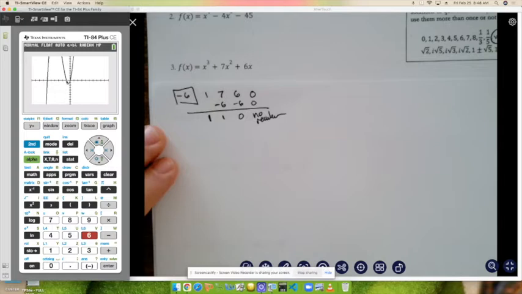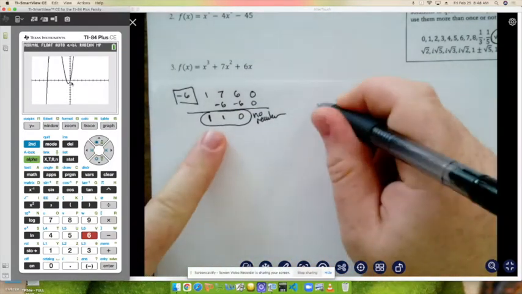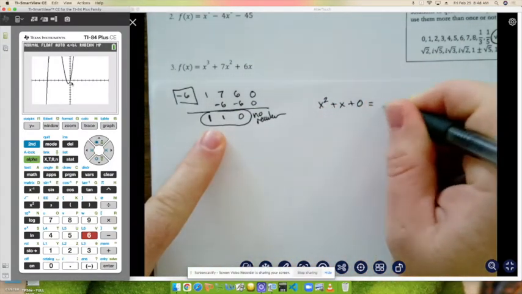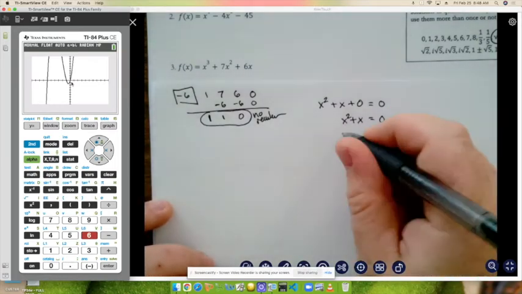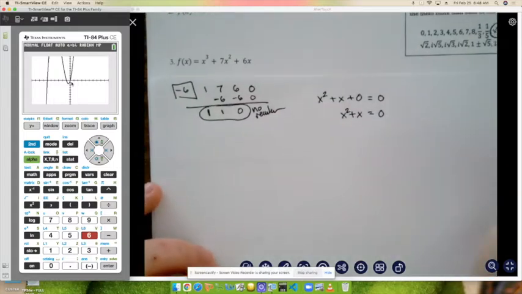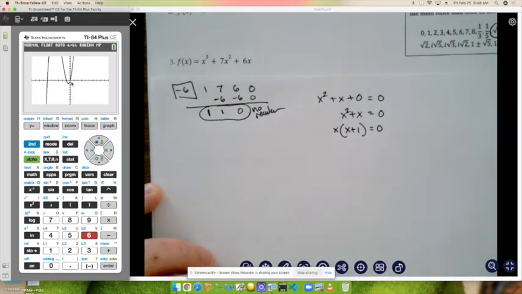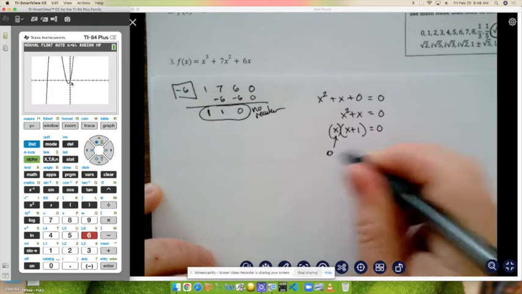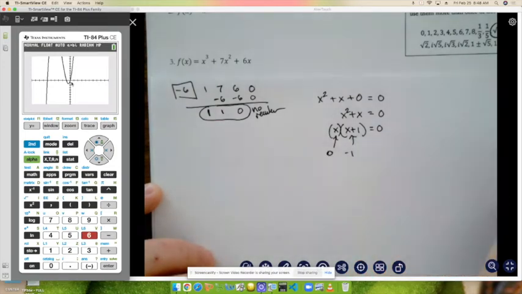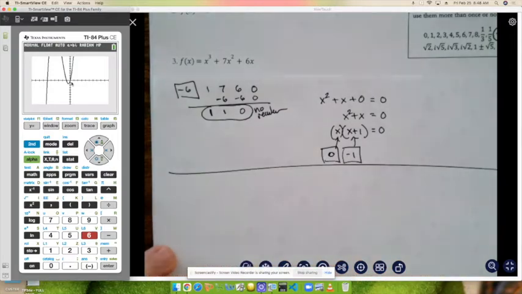Again, you can do synthetic division 2 more times if you want to, but usually at this point, the result is a quadratic. Just solve that quadratic. X squared plus x plus 0 equals 0. I know I said there is no factoring, but it'd be so easy if you just noticed that x was a common factor there. Each one of those factors is going to give you a solution. So what makes x equal 0? 0. What makes x plus 1 equal 0? -1. So there's your 3 solutions. -6, 0, and -1. Perfect.